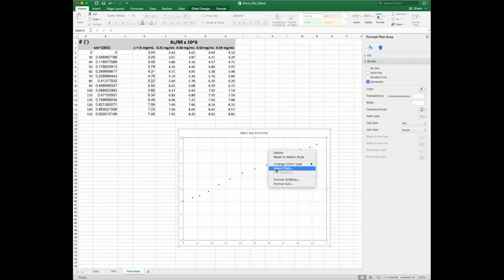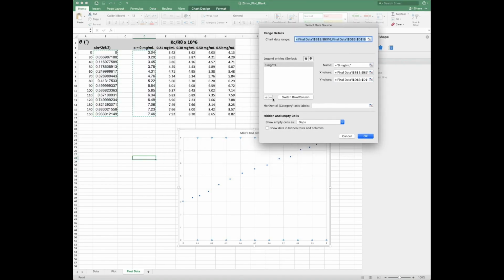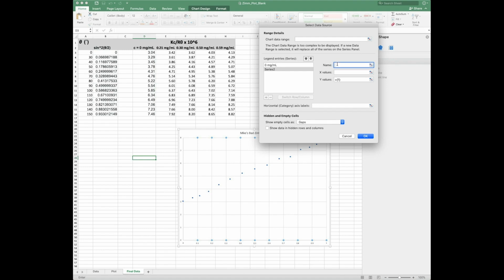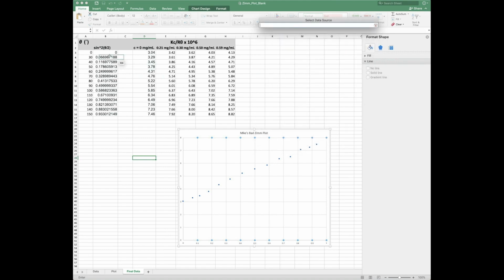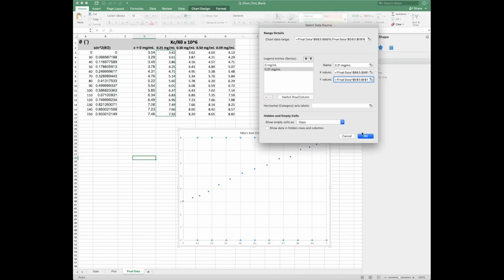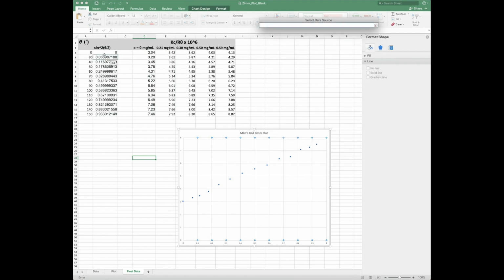And now I'm just going to add all the rest of the data to this graph. So I'm going to add 0.21 mgs per mil. Of course, the x-axis, these values will still be sine squared of theta divided by 2. These values will be here. I've got that data. Let's go ahead and add the rest of them. This is 0.30 milligrams per milliliter concentration of polymer. Got the sine squared theta on the x-axis. Scattering intensity on the y-axis.